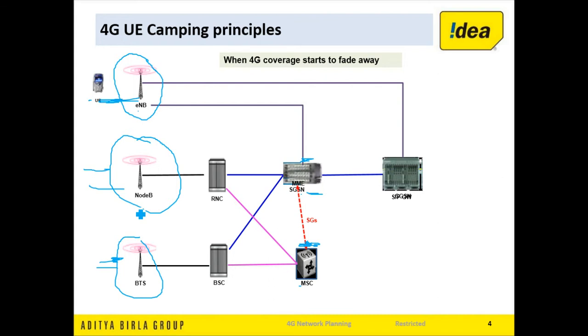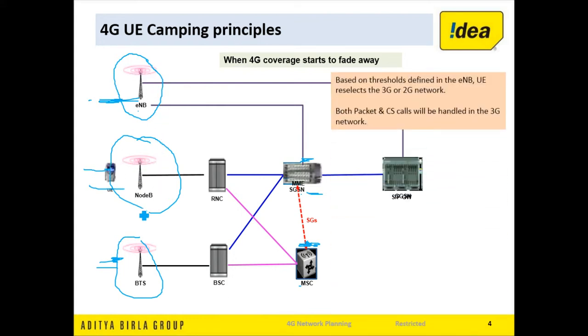Now, since on day one 4G coverage will not be equivalent to 2G coverage and 3G coverage, let's assume that a UE which is in 4G coverage is moving into an area where the 4G coverage is not so great. What will happen in that scenario is, in a 4G system there are some thresholds defined. This threshold will ask the user to start looking for a 3G network or a 2G network.